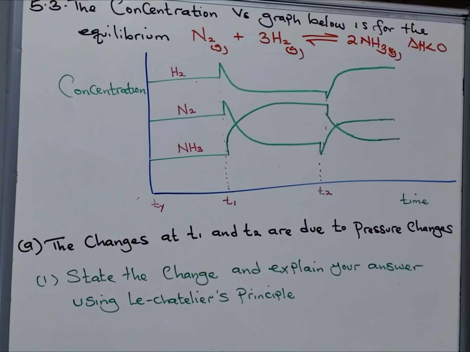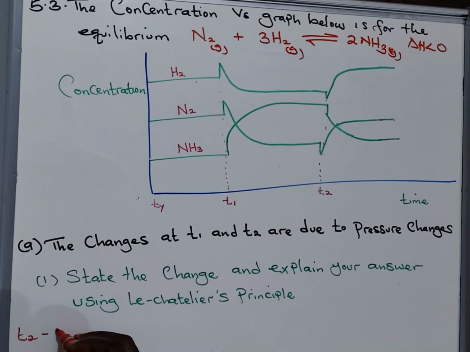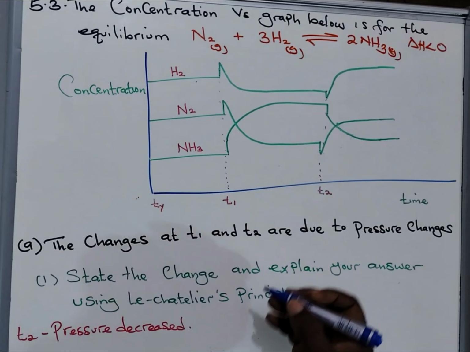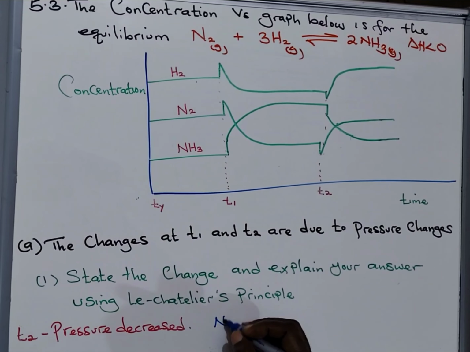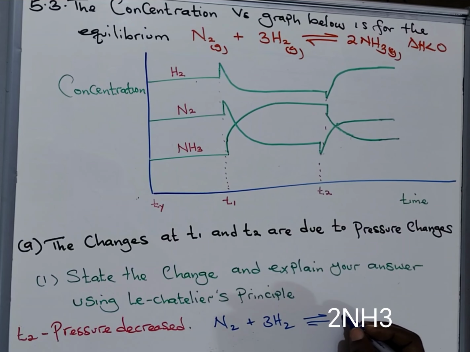Then we come to T2. At T2, pressure decreased. What is the reason? To work out this one, you need the equilibrium. The equilibrium is N2 + 3H2, giving you that.